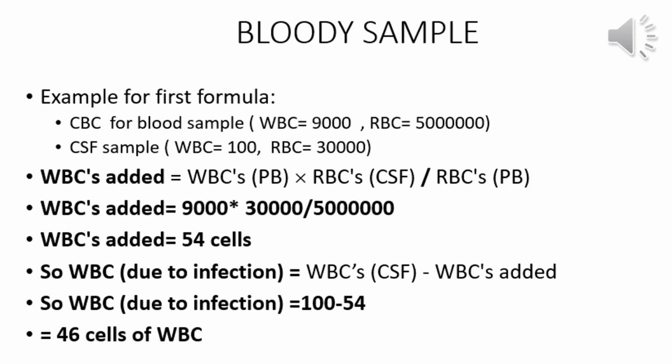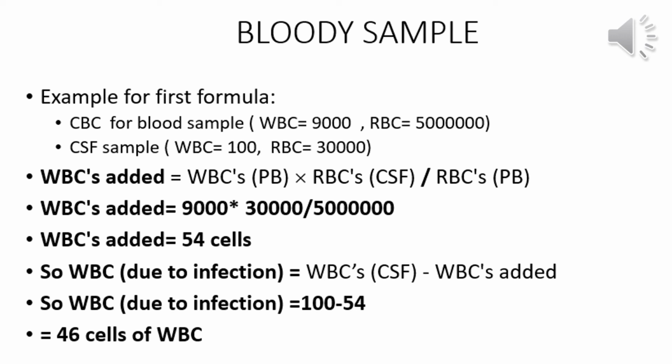Here I will talk about the bloody sample. If you have a bloody sample, we need to make the correction. For correction we have two formulas, as I mentioned in the previous slide. Example for the first formula, and you remember the first formula says: white BC added equals white BC in peripheral blood multiplied by RBC in CSF divided by RBC in peripheral blood.